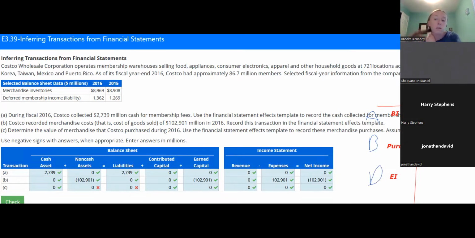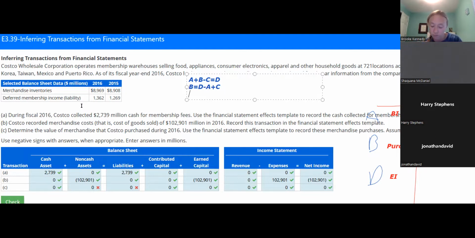So if I want to go through and do my algebra, A plus B minus C equals D. And what do we look to solve for here? Determine the value of the merchandise purchased during the year. So we're looking at B. What's the formula for B? B equals D minus A plus C. That's my algebra, just to juggle things. So I'm solving for purchases.